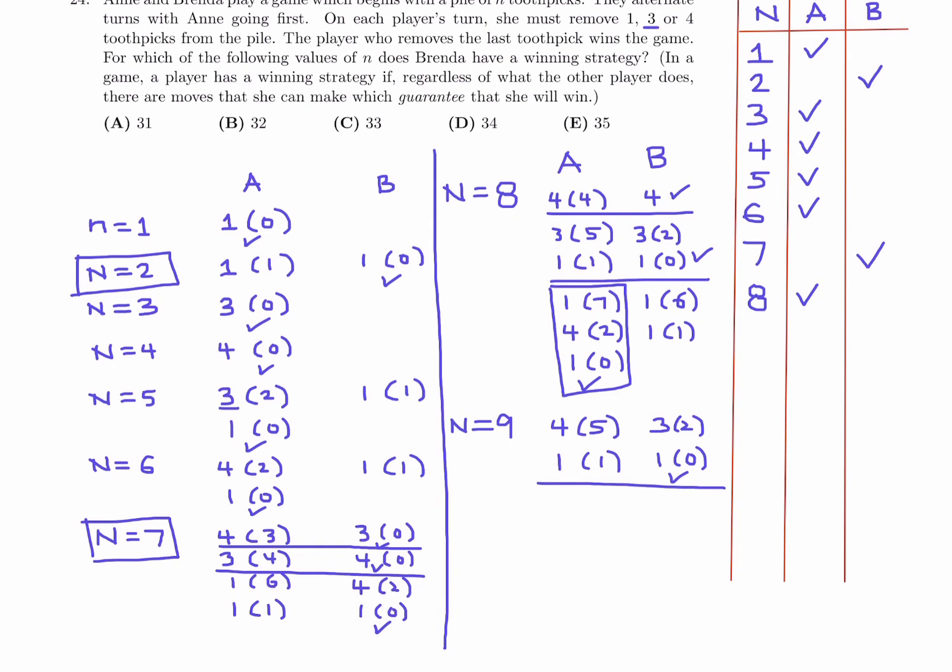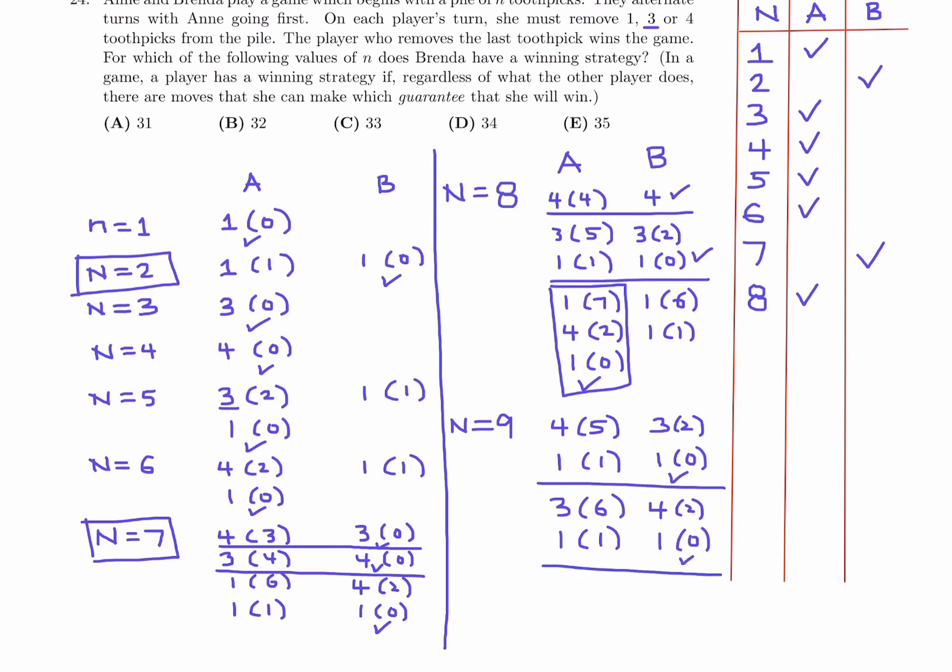Let's try a different strategy. She'll remove 3. 6 left. Brenda says, okay, no problem. I'll remove 4. 2 left. Ann can only now remove 1. 1 left. And Brenda removes that last one to leave 0, and she wins.